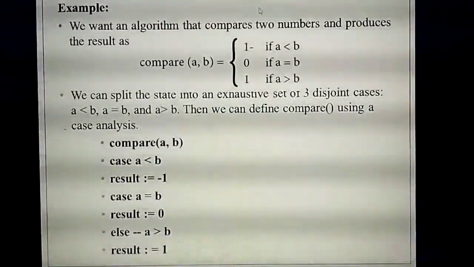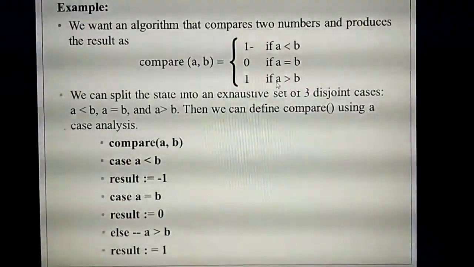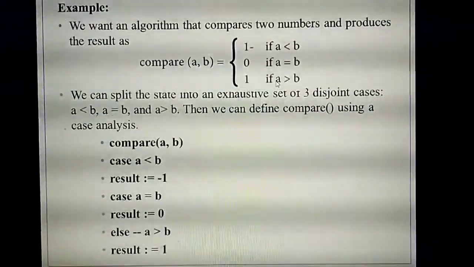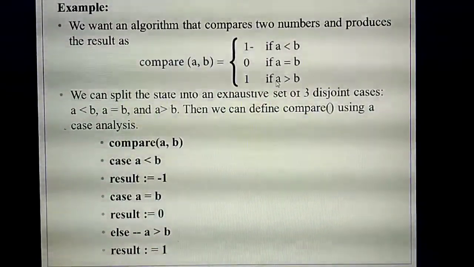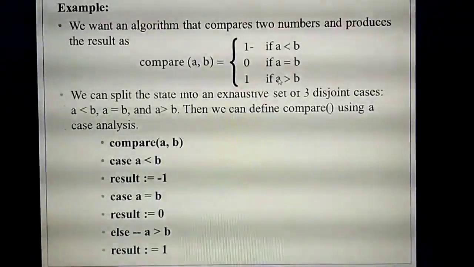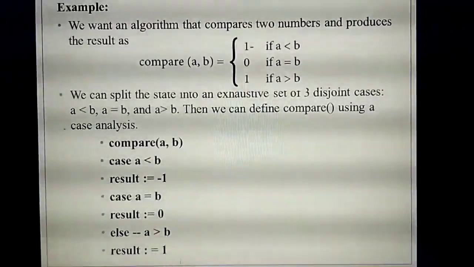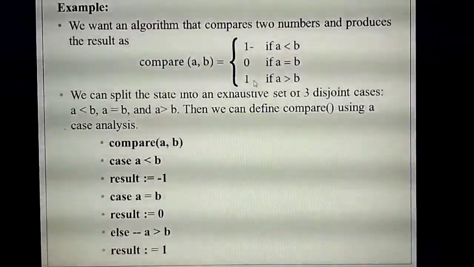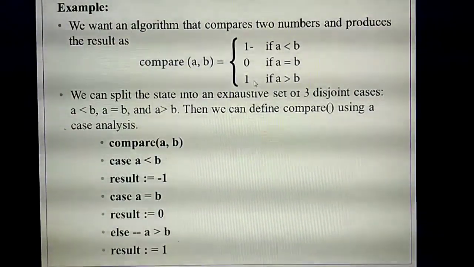Next, 2 cases are over. Then only one default case is there. So only one default case means you need to write it with else. So at last you don't write case, you write else. So what's the else condition? A greater than B, what's the result you will get? Result equal to 1. Understand the problem? So you are going to compare two numbers. In the question they have given compare A comma B.